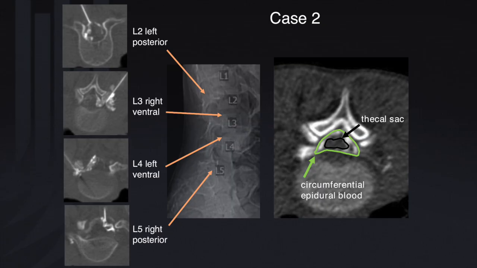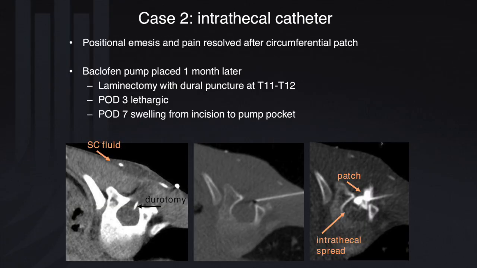And you can see we patched in all of these different locations in order to get coverage 360 degrees. And you can see here that this is the thecal sac. That white stuff is our contrast and patching material surrounding the entirety of the thecal sac. So this is the 360-degree or circumferential approach to cover all sides of the thecal sac, and this was successful.